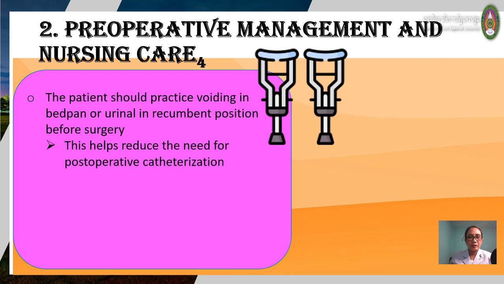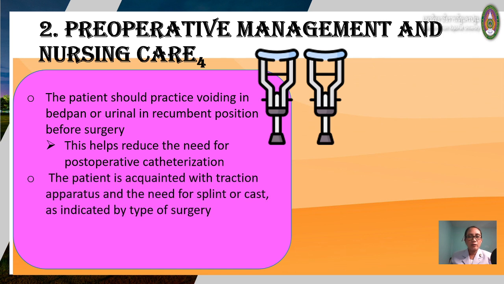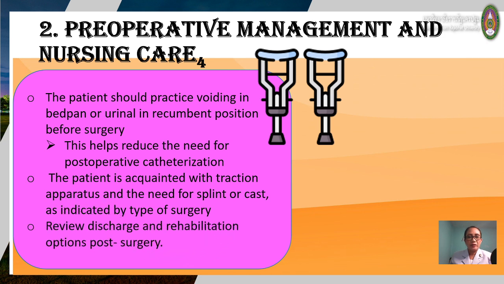The patient should also practice voiding, urinating in the bedpan or urinal in a recumbent position before surgery. This helps reduce the need for post-operative catheterization. The patient is acquainted with traction if needed, apparatus, and the need for splint or cast as indicated by the type of surgery. We also review discharge or rehabilitation options for patients after surgery.